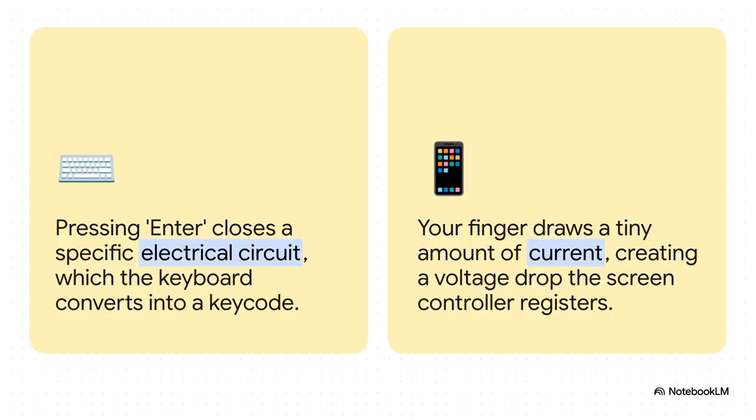And it's kind of wild how different keyboards get the same job done. With a physical keyboard, when you press Enter, you're literally closing a tiny electrical circuit. The keyboard's little brain detects this, makes sure you didn't just accidentally bump it, and turns it into a digital code. On a virtual keyboard, though, your finger actually draws a tiny bit of electricity from the screen, which a controller registers. So, two totally different methods, but they both end up with the exact same result, a digital signal ready for the operating system.